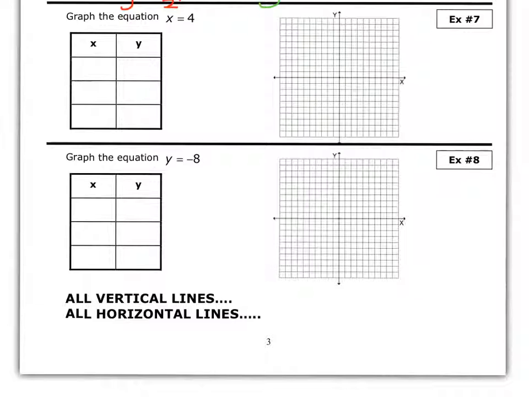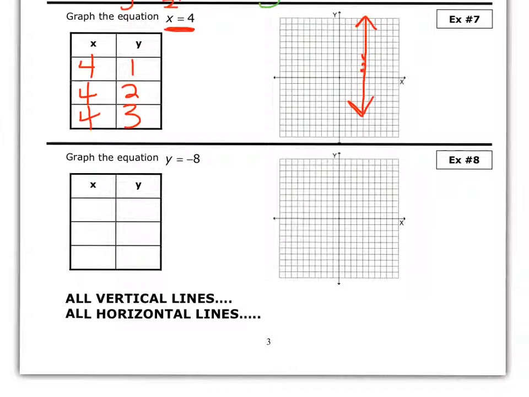Okay, let's finish up here reviewing how to graph equations with one variable. Graph the equation x equals 4. Remember, the only requirement in this equation is that x must always be 4. So add 4 all the way down in your table. Y can be anything. So if I were to graph that, I would have (4, 1), (4, 2), and (4, 3). So that is going to give me this completely vertical line.